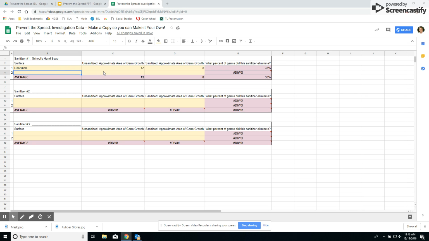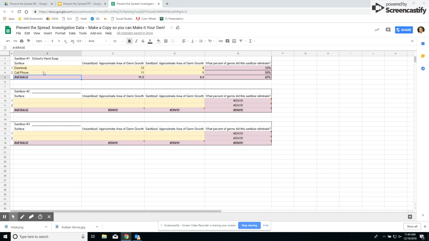If you find out what it did on a different surface, say a cell phone, enter your data just like you did before, figure out what the area of the unsanitized petri dish was and the sanitized petri dish. It will figure out what percent of the germs that sanitizer eliminated on the cell phone. And it will also figure out what percent of the germs that sanitizer eliminated on average.